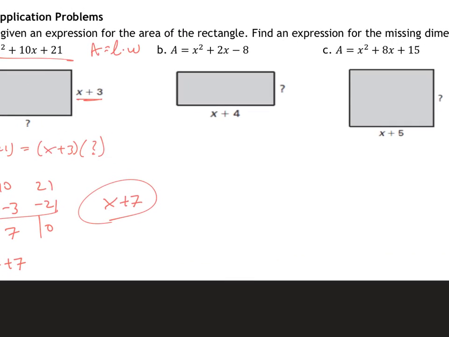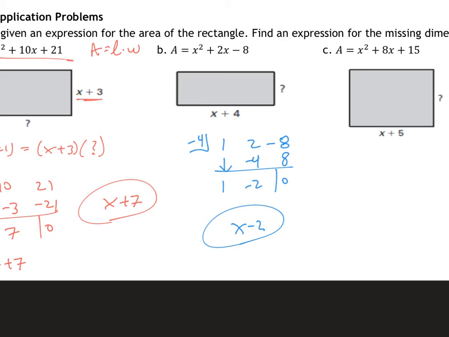All right, B, same thing. So I can take -4, now it's the opposite, 1, 2, -8. You can go quick now. So 1 times -4 is -4. Add down, you get -2. -2 times -4 is +8. Add down, you get 0. So x minus 2 is my answer.